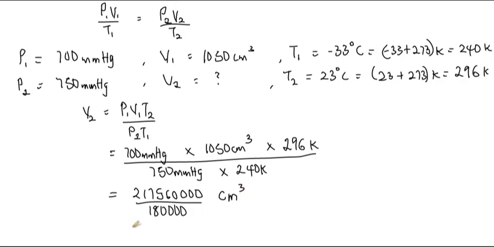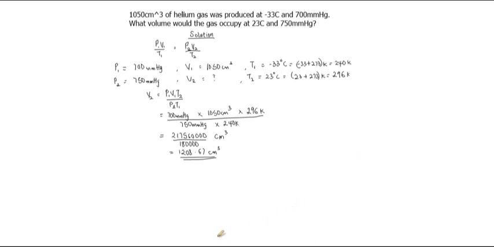So this gives 1208.67 centimeter cube. This serves as the final answer. Now we've just calculated the volume of the gas at 23 degrees Celsius and 750 millimeter mercury, and that's gotten to be 1208.67 centimeter cube. That will be all.